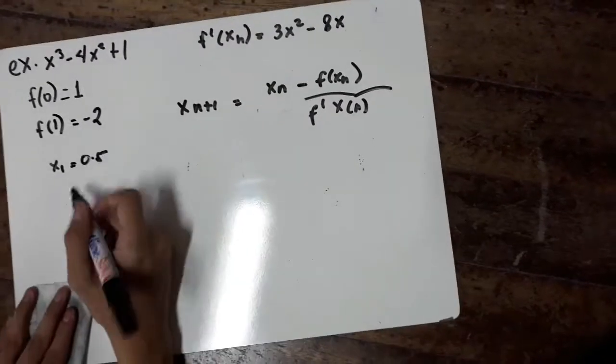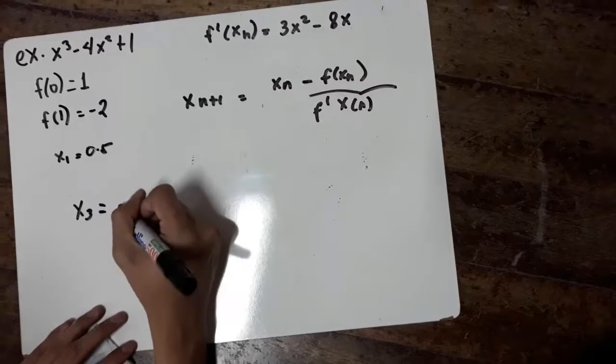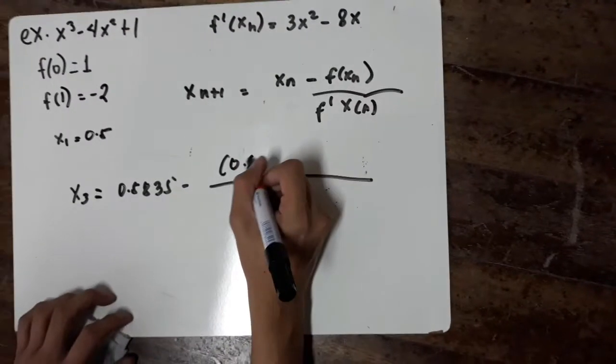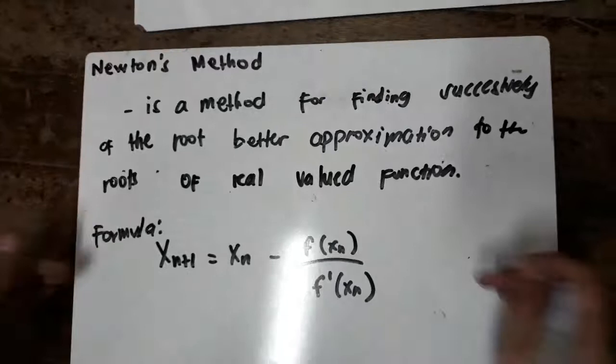So x sub 3 is equal to 0.5385 minus 0.5385 cubed minus 4 times 0.5385 squared plus 1, over 3 times 0.5385 squared minus 8 times 0.5385, which is equal to our third iteration value, 5.4136 times 10 raised to negative 6.